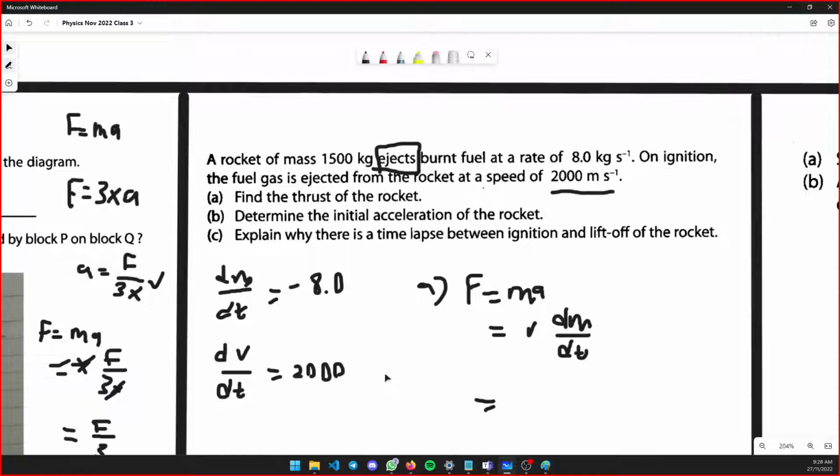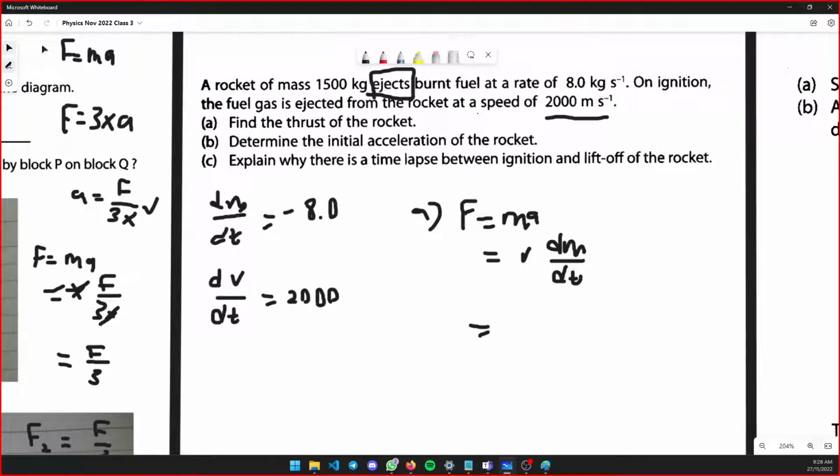Just type it on your calculator. Oh wait, this is not dv over dt. My bad, it's not acceleration. This is v. This is v, and this is dm over dt. I think very straightforward. Can you just input the values here?